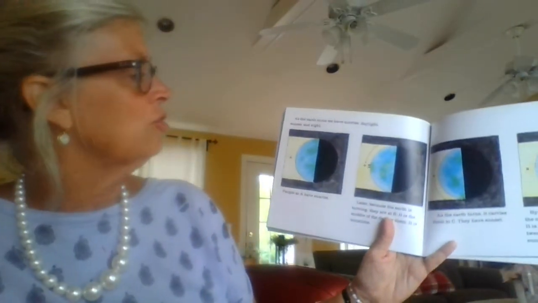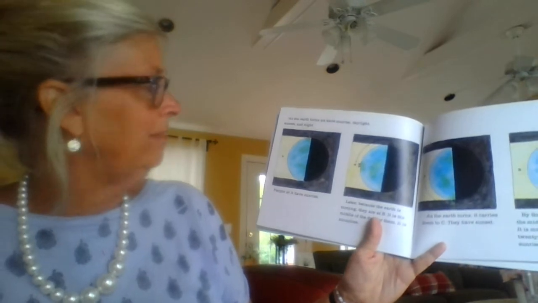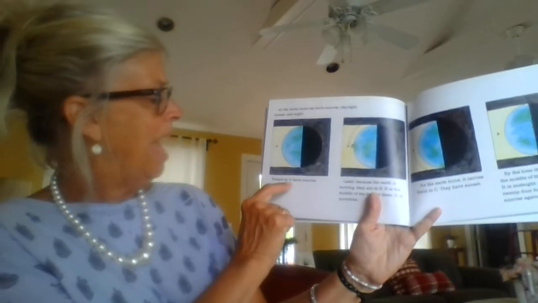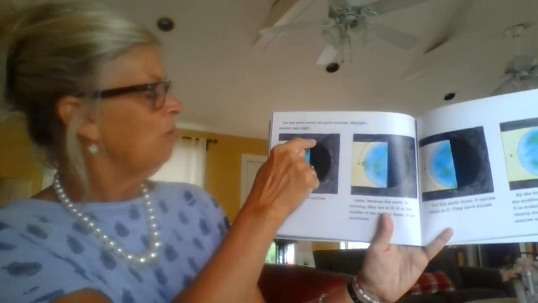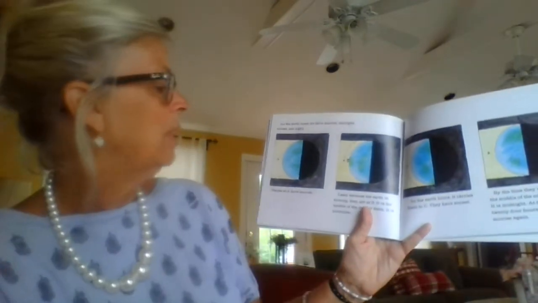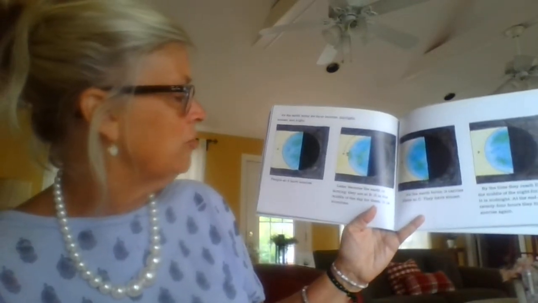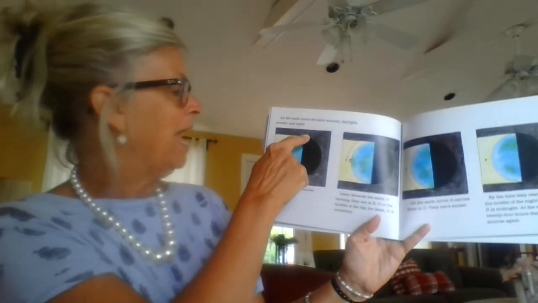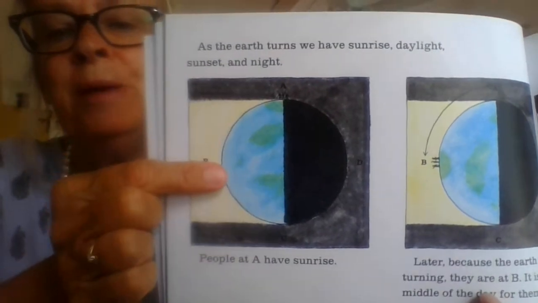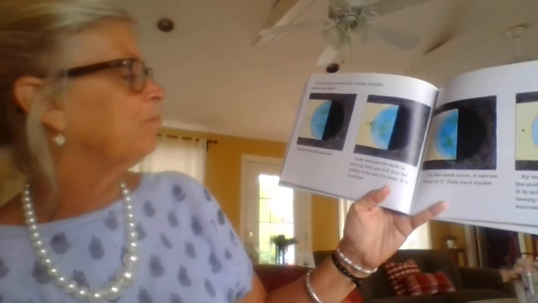As the earth turns, we have sunrise, daylight, sunset, and night. People at A have sunrise. Here we go. Right up there. They would have sunrise. Later, because the earth is turning, they are at B. Now, I know this is very hard, but there are some people up there. Do you see them? But as it rotates to B, look what happens.